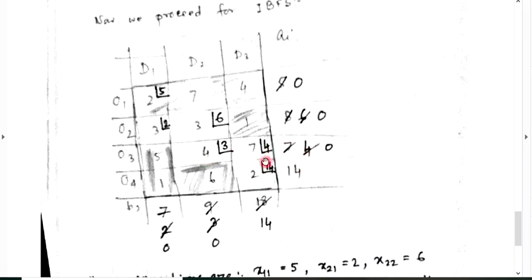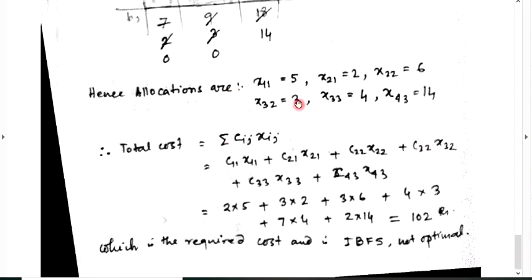The next matrix is this one, where this is the northwest corner cell and we allocate the minimum of 4 and 18, that is 4. So the requirement of this row is completed, and the remaining value of this column is 14. In the last cell, the row and column values are the same, so this is equal to 14. So this can be calculated in only one matrix also. This is the allocation, and this is the total cost, which is not optimal. This is only the initial basic feasible solution.